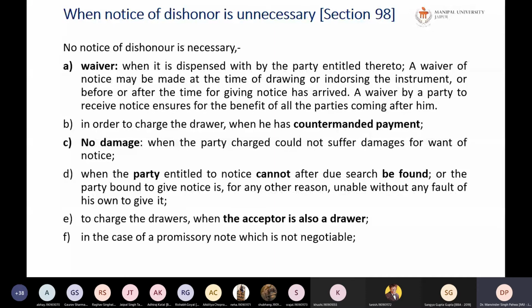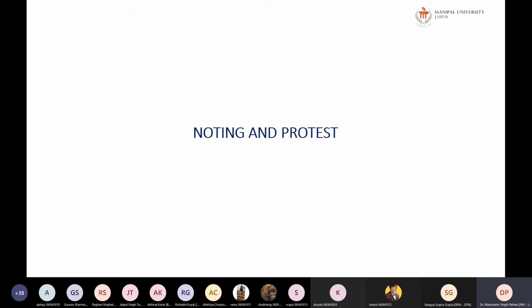Why? Because there are only two parties. There is no further negotiation. One is the maker of the negotiable instrument, and the other is the person to whom it is given. It is amongst both of them. So both of them already know that the dishonor has happened. So there is no need to serve another notice in such a situation.